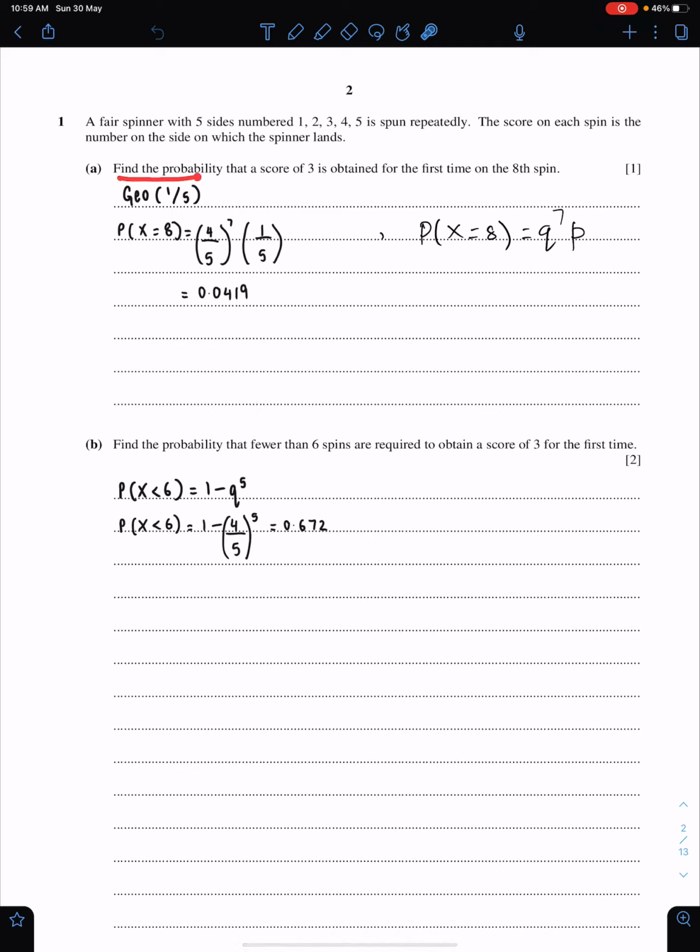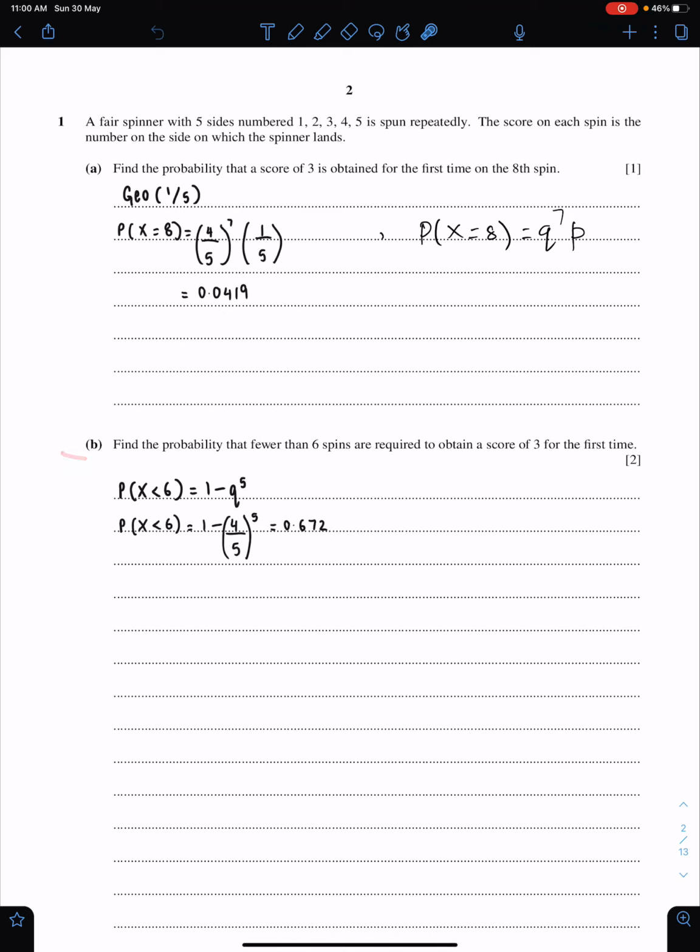Part A. Find the probability that a score of 3, which is the requirement, is obtained for the first time on the 8th spin. For the first time on the 8th spin, this statement means this situation is of geometric distribution with p = 1 upon 5. And this is the formula for the 8th spin: q to the power 7 times p. q is 4 upon 5 and p is 1 upon 5. So you need to give your answer up to 3 significant figures.